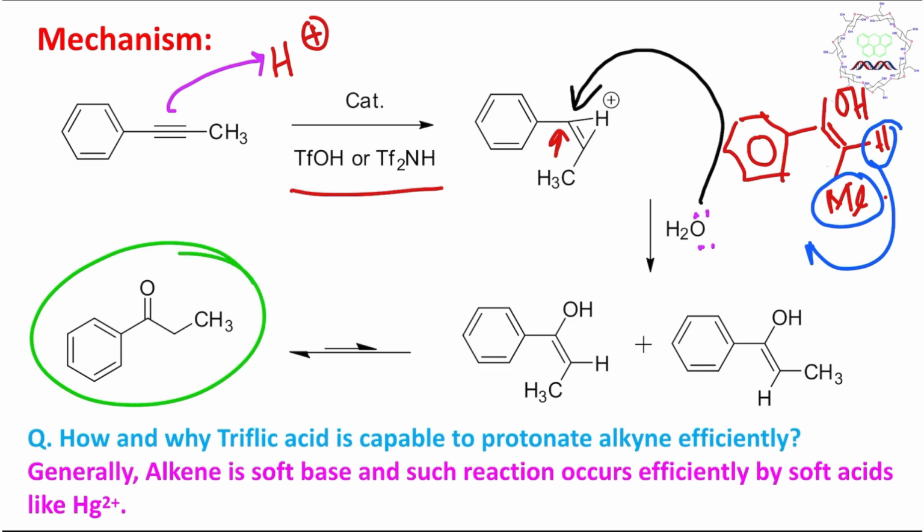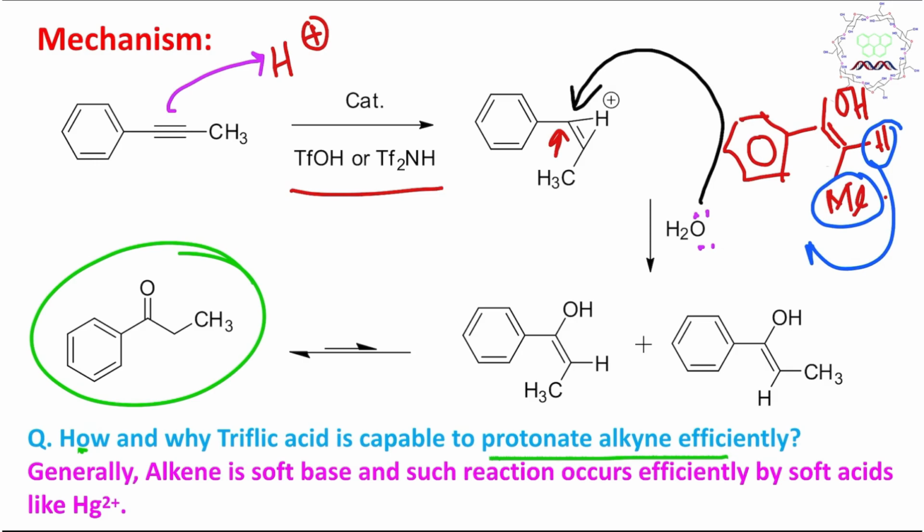So the question is, how and why is triflic acid capable of protonating the alkyne efficiently? Actually, since this is a superacid, a very strong acid, its conjugate base is very stable, so it completely dissociates and produces H+. This conjugate base is very stable and doesn't want to take its own proton back. So who will take it? Obviously where there is electron density, and in this case the alkene is relatively more electron rich because it has two pi bonds.